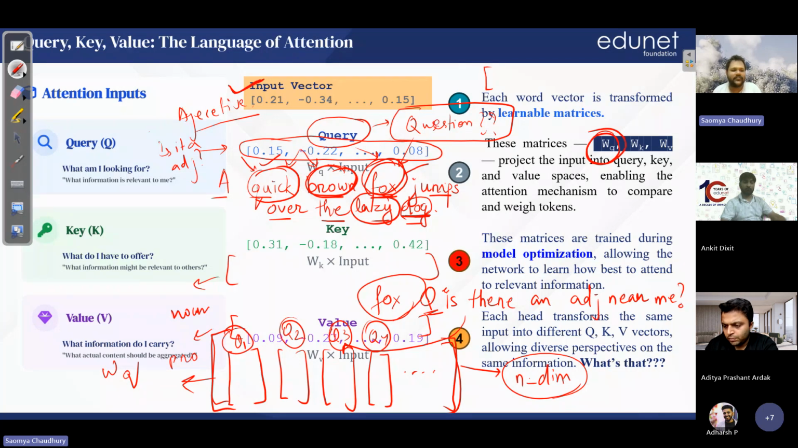Yeah, sir, you have unmuted. Yes, sir. Others, sir. So the weight query will be same for every word?